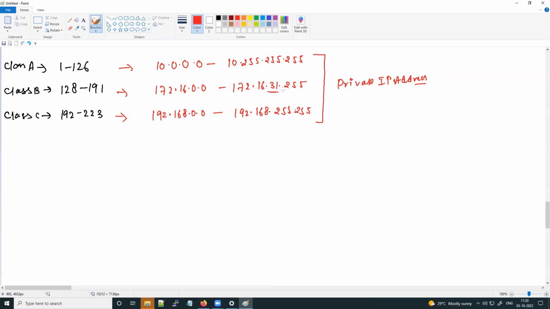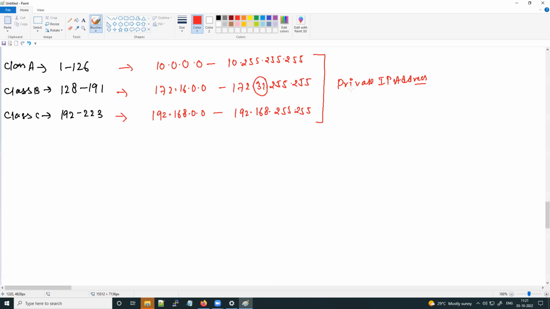Remember, it is till 31, then 255.255. Sorry, this is wrong. Sorry, it is 31.255.255. So remember this thing, it's 16 to 31. And then class C 192.168.0.0 to 192.168.255.255.